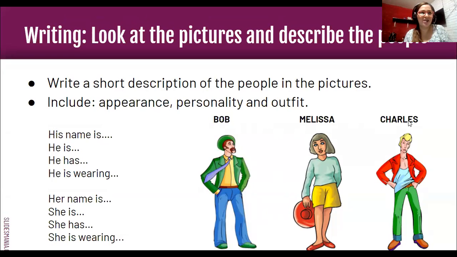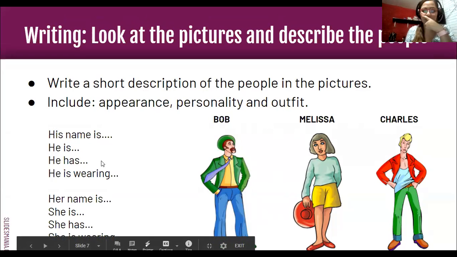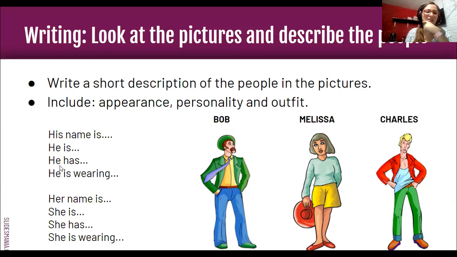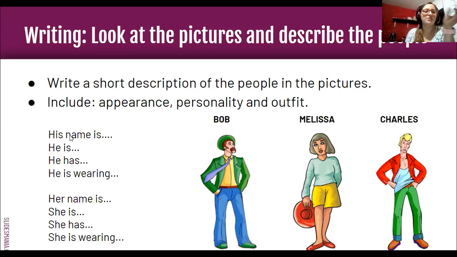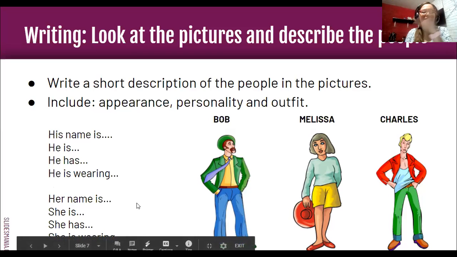Bob, Melissa, and Charles. You have to write a short description of the people in the pictures, including appearance, personality, and outfit. Todo eso van a incluir, y el nombre, right? And as you can see, in the sentences, pueden usar esas oraciones. His name is, or her name is, he is, or she is, he has, she has.